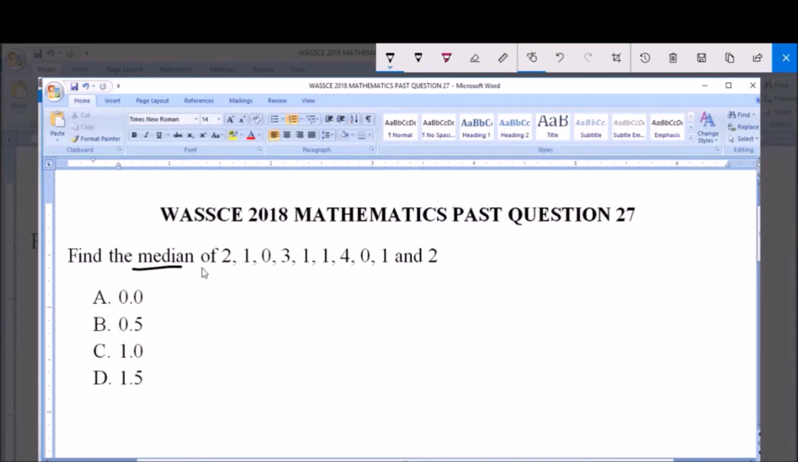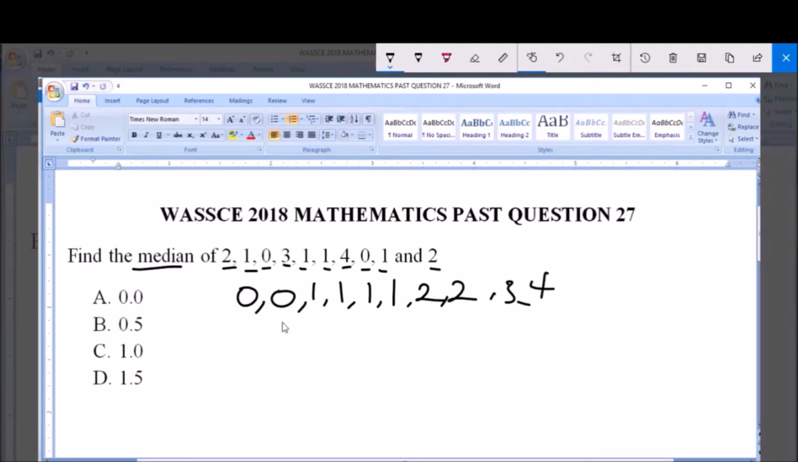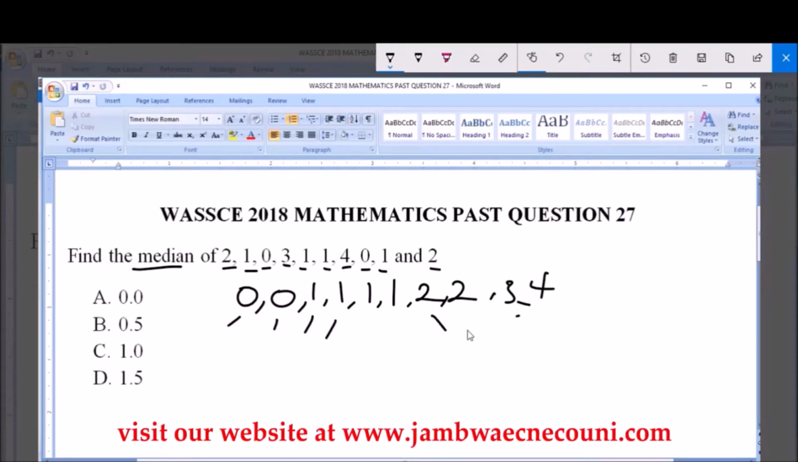Now for us to find the median of this, we arrange them in an orderly manner, starting from 0. We have 0, we have another 0, we write it down. We have 1, another 1, another 1, another 1, then we have 2, 2, and then 3, and lastly 4. Now looking at these numbers, we have 10 data here. Now to find the median, we simply split this into 2. And by doing so, we have 4 on each side.